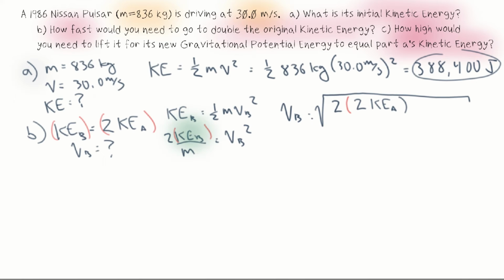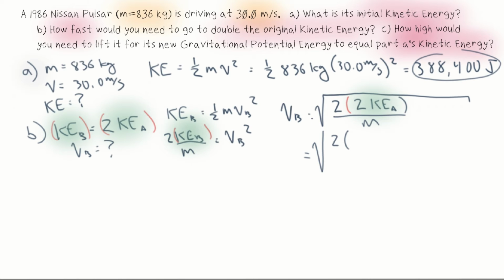Wherever we see the expression KEB, we can replace it by the expression 2 times KEA. So that's what we're doing here. We're just taking the original expression KEB, swapping it out for 2 KEA, which is what our problem asked us to do. And then we divide that by the mass. So we take all that, we plug it in.